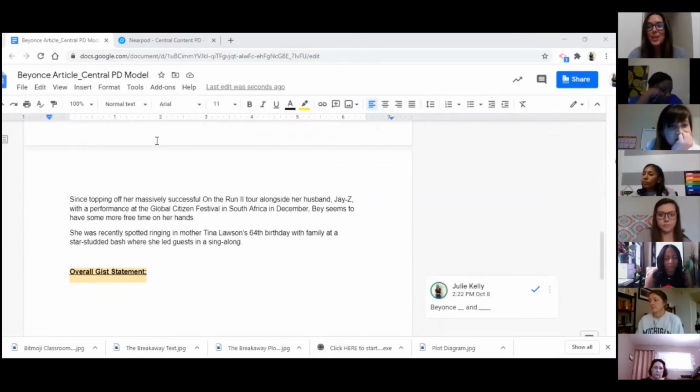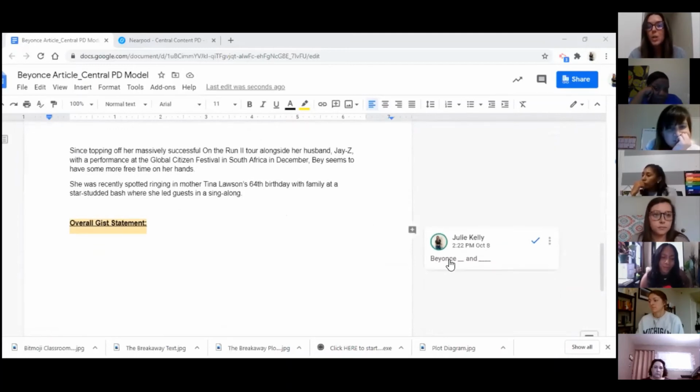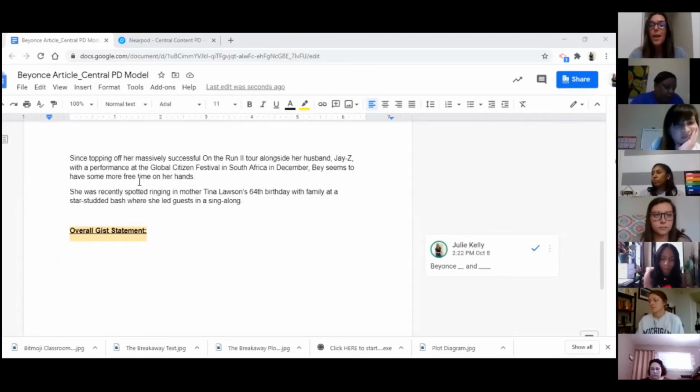Okay, so here's what you're gonna do. For the last 2 paragraphs, I'm gonna have you continue to read independently, and then you're gonna add your overall gist statement. You're gonna read these 2 paragraphs independently again, and I want you to start your sentence with Beyonce blank and blank. So we're reading the last 2 paragraphs independently, adding your gist to your margin, and then go ahead and type it for me in the chat, Beyonce blank and blank. Go right ahead, let's take 2 minutes.